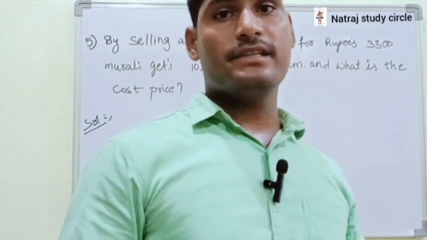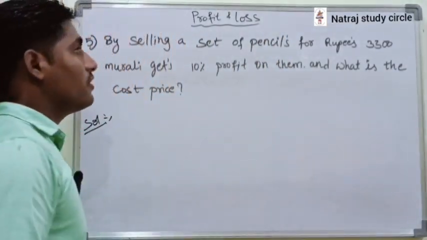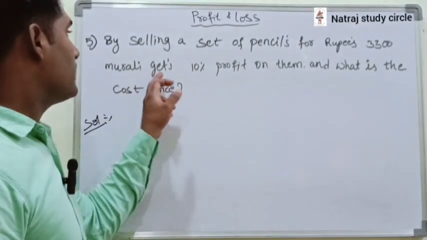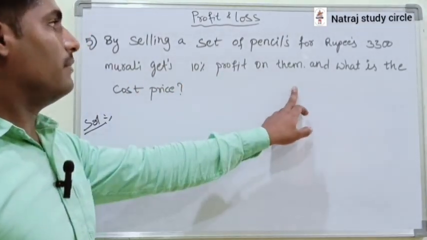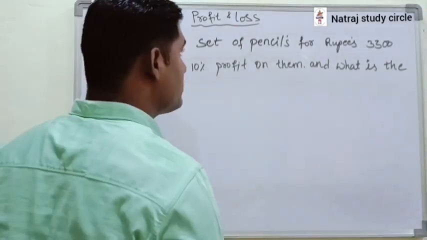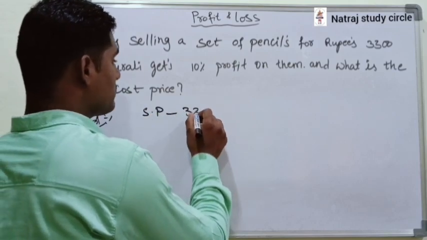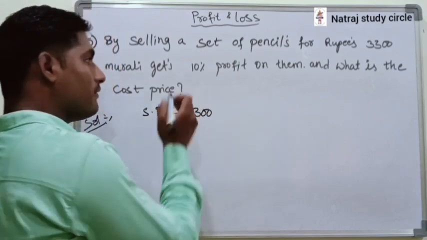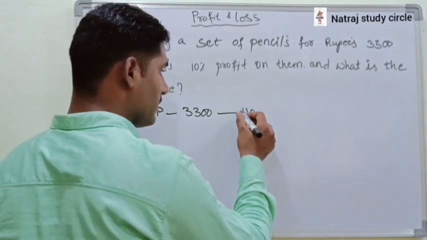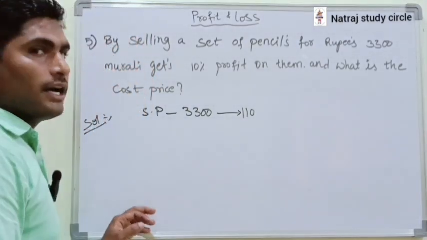Okay, here is the fifth question. So what is the question? By selling a set of pencils for rupees 3300, Murali gets 10% profit on them. And what is the cost price? So what is the selling price here? He sold them for 3300 rupees and he got a profit of 10%. That means he got more than 100%.